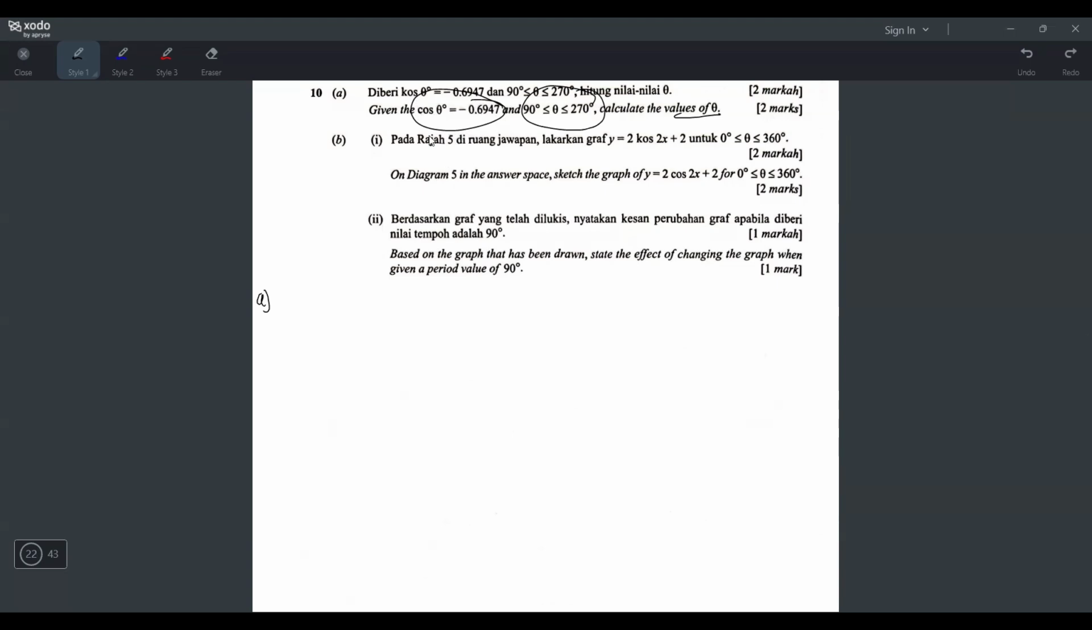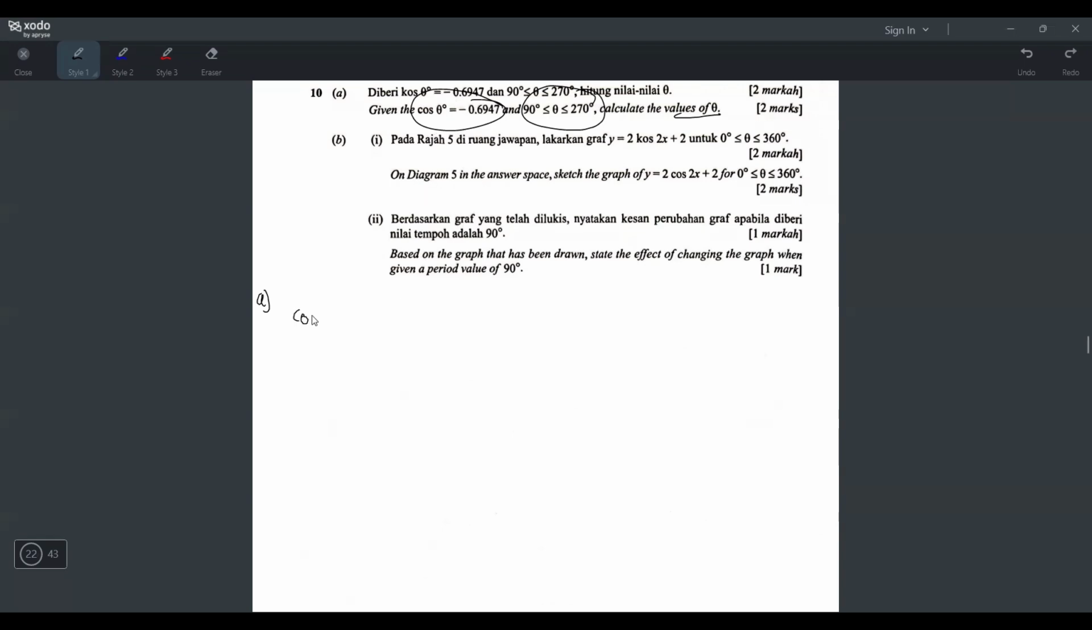And kalau dia special case, you tak boleh guna calculator tekan tau. You have to hafal and you have to write down the answer directly. But this one I can already tell is a normal case, because the number at the other side is like 0.69 something. So it's normal case. So for normal case, you will use the calculator to solve it, right?